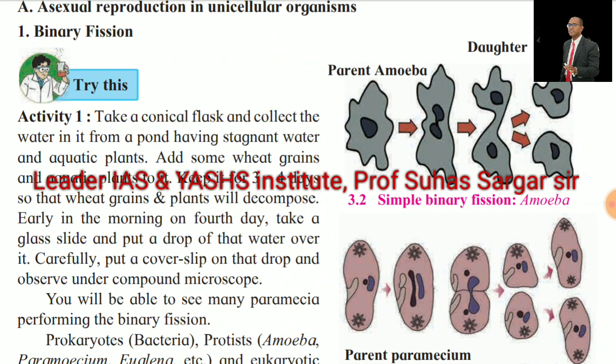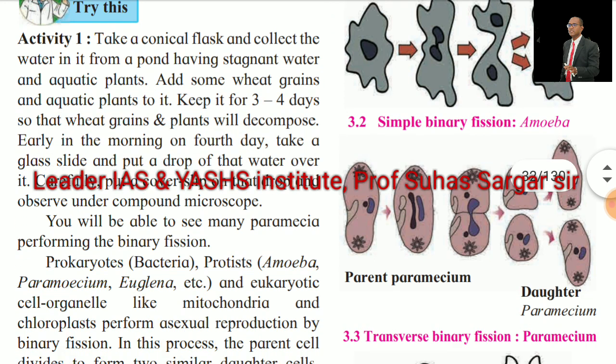Activity 1. Take a conical flask and collect water in it from a pond having stagnant water and aquatic plants. Add some wheat grains and aquatic plants to it. Keep it for 3 to 4 days. The wheat grains and plants will decompose. Early in the morning on the 4th day, take a glass slide and put a drop of the water over it. Carefully put a cover slip on that drop and observe under the compound microscope. You will be able to see many paramecia performing binary fission.